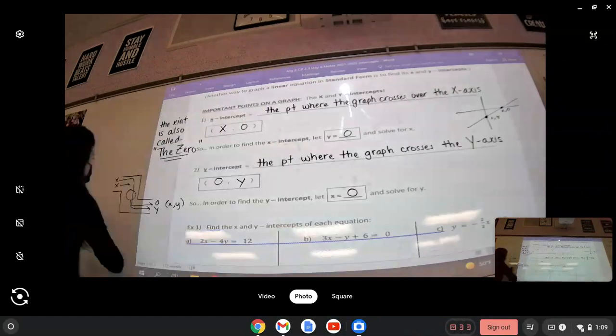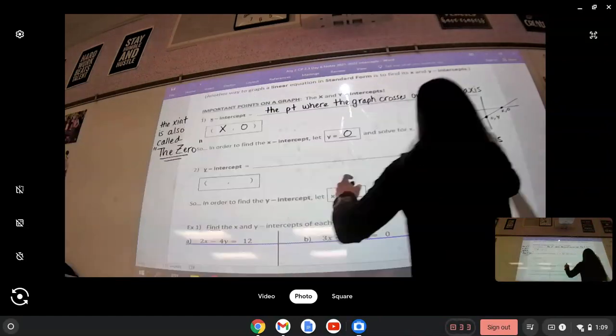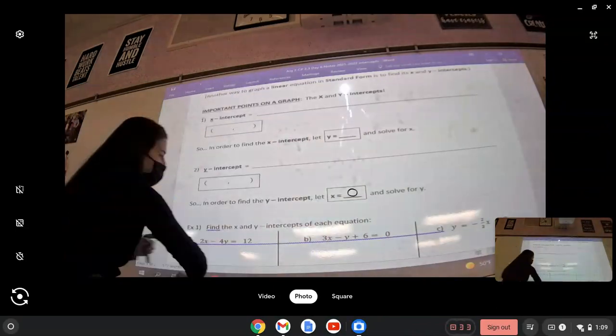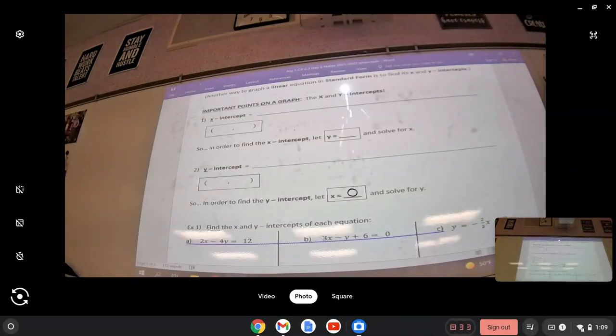All right, let's do it. Watch how easy this is going to be. So let's practice. Just want to get myself more room. It's a little cramped.